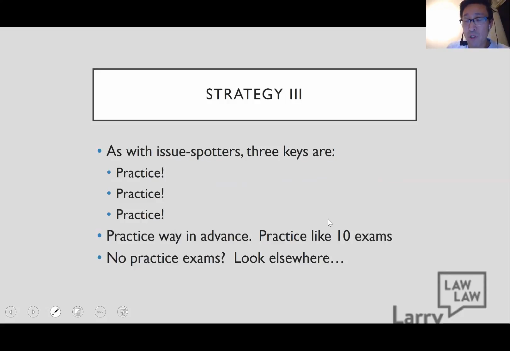Okay, so if the first were generic multiple choice questions, the second is actual advice on the exam, much more specific to law school. This is kind of back to more general advice on law school, and it's this. Really, as with issue spotters, the three keys, this is that old joke about real estate: the three keys to real estate are location, location, location. The key to issue spotting exams is practice, practice, practice. And the same could be said about multiple choice exams. You need to practice way in advance.